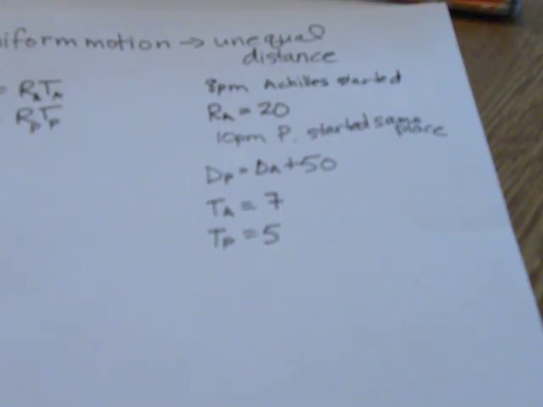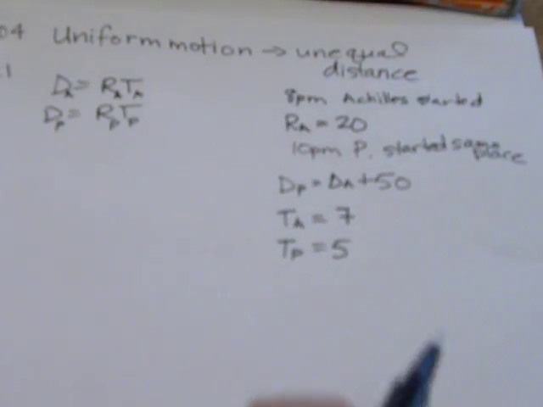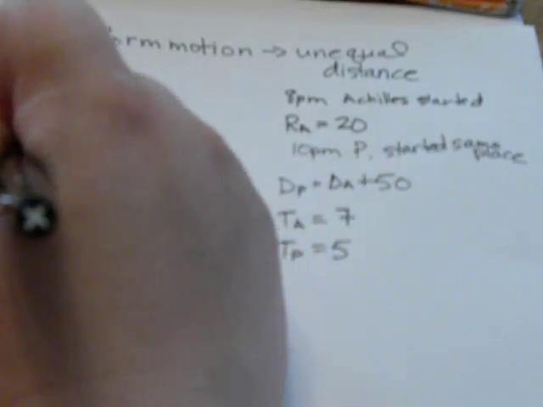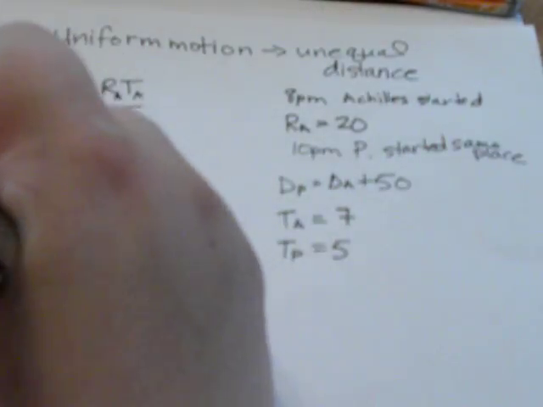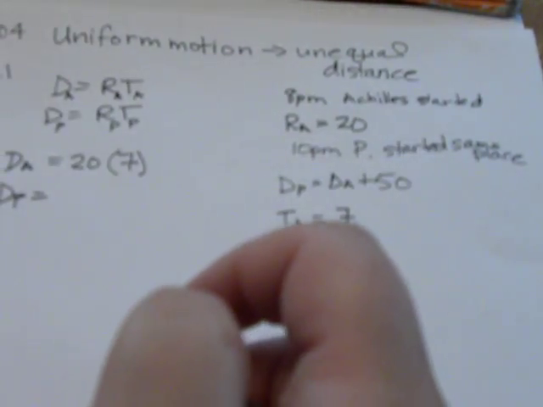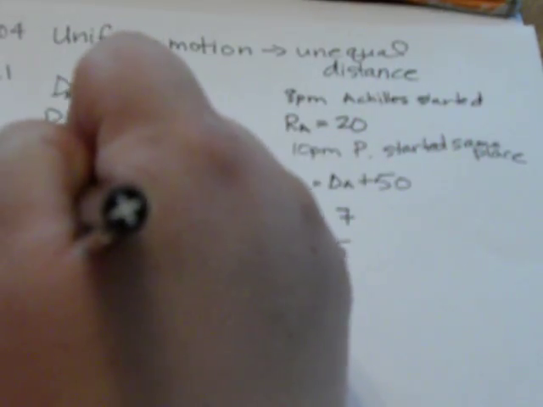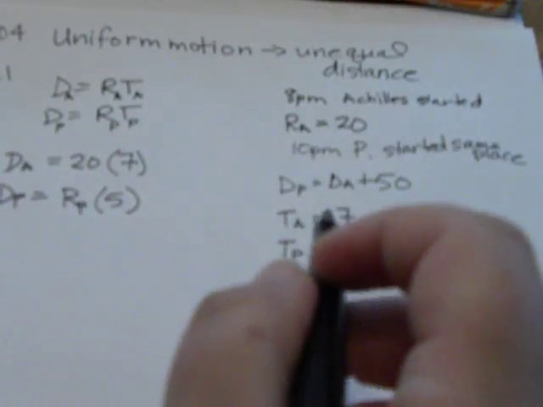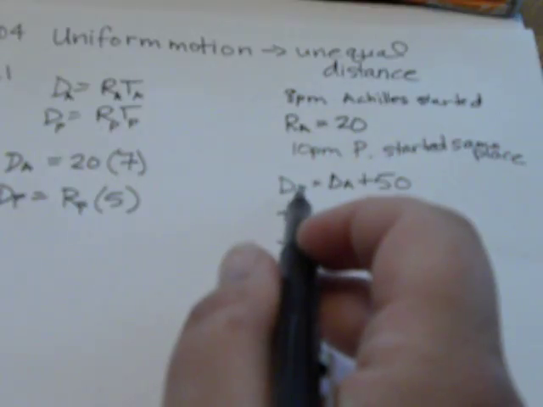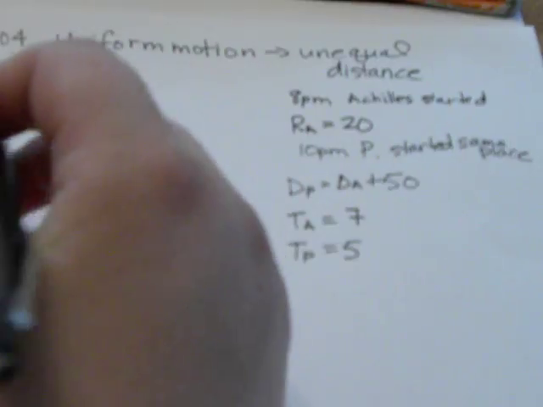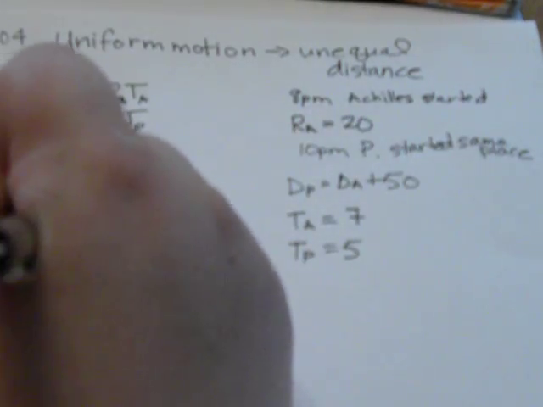So we have rate, some distance, and some time. Now we just need to plug it in. I'm going to take the obvious information. T sub A is 7, R sub A is 20, and then D sub A, and then D sub P equals, we don't have any information about R sub P, but we do know T sub P is 5. We also know that the distance of Patroclus was Achilles plus 50, so I'm just going to plug that in.